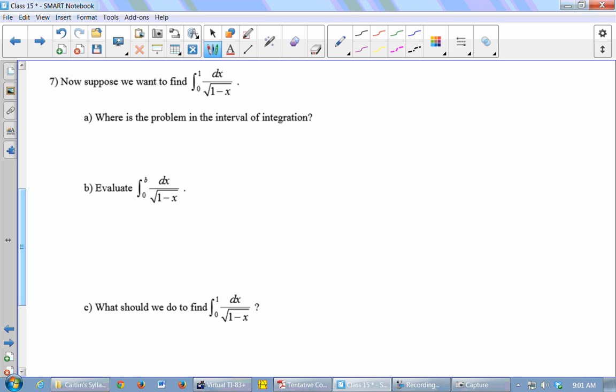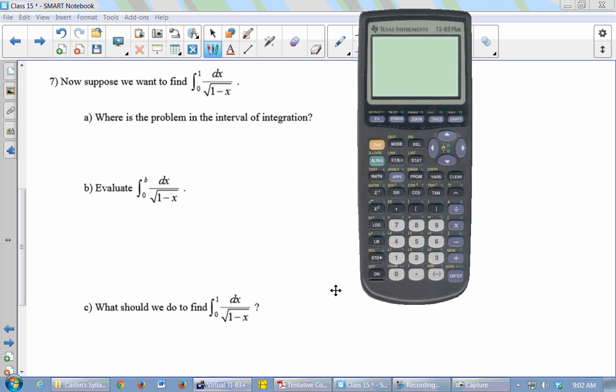Yeah, if you plug a 1 into that integrand, you get 0 in the denominator. So we have a discontinuity. It's an asymptote. Let's actually just graph this thing so we can keep an eye on the big picture. We're trying to find the area under that curve.